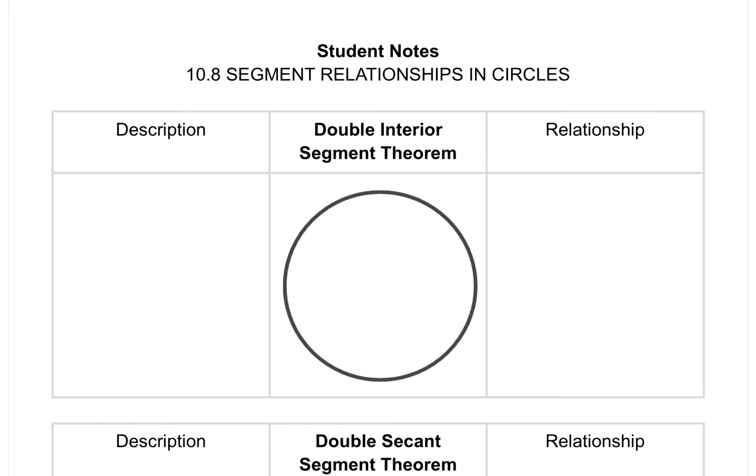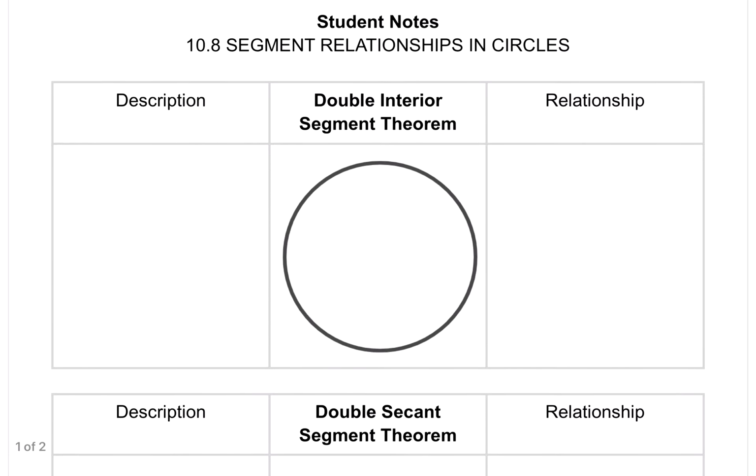Okay. So let's just jump right into this and get this done. So 10.8 segment relationships in circles. Now, the first one we want to talk about is the double interior segment theorem. Okay. So here's what I'm going to say. I'm going to draw me two interior segments. It's not that bad, right? Just any two. Any two you see fit on your paper right here.